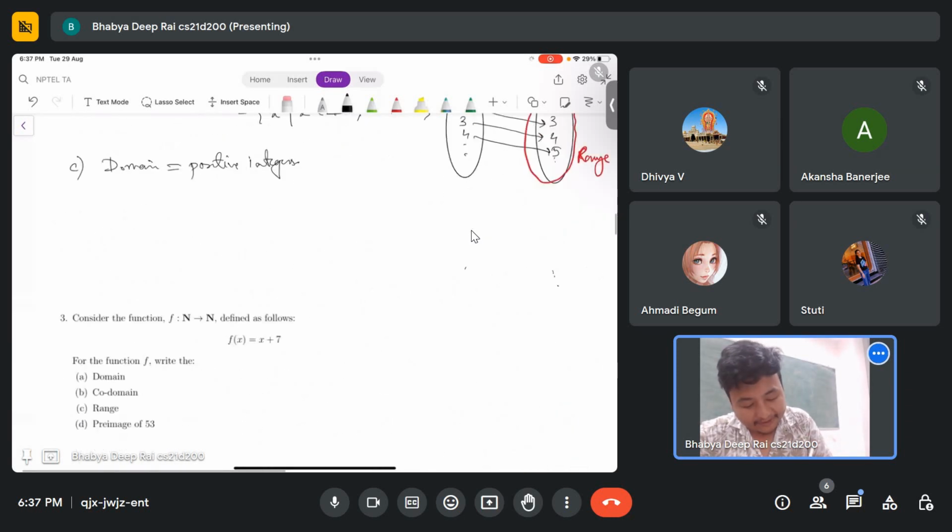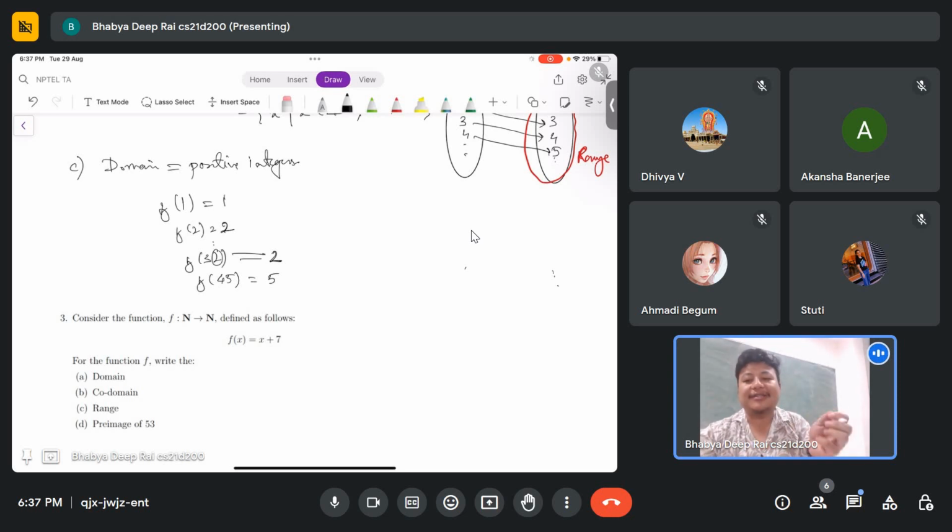for example, f of 1 equals 1, f of 2 equals 2 and so on, f of 32 will assign the last digit, which is 2. F of 45 is equal to 5 and so on. Since we are assigning digits, a single digit cannot be more than 9. So this is maximum 9.